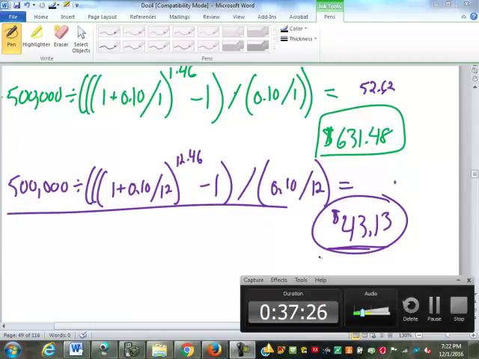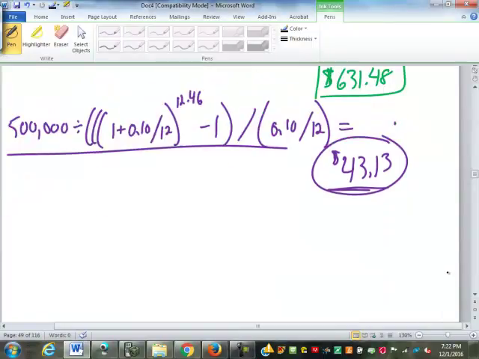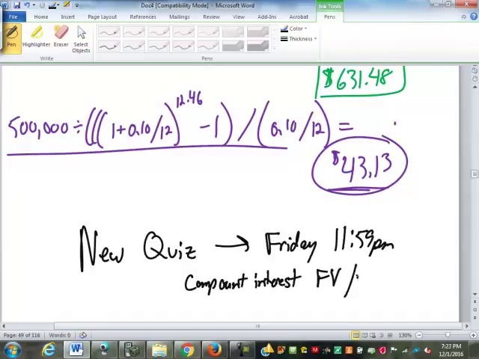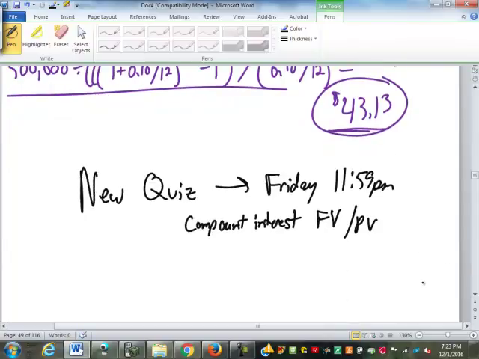Don't forget that there is a new quiz that'll be due tomorrow, Friday, at 11:59 p.m. That is on last week's material, or 2 weeks ago now, the compound interest, future value and present value. There might be a couple on there on daily compounding, so you have to use the table for that one. And then there is going to be a new homework, which is on this annuity stuff. That is for next week.